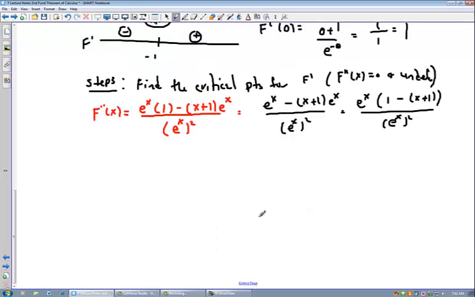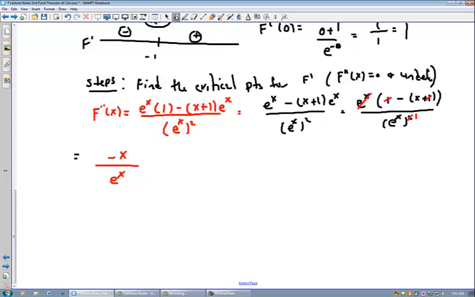And I'm going to get some cancellation here. This is going to equal, so one of these e to the x's on top is going to cancel with one of these on the bottom, so that's going to be a 1. And then I have 1 minus 1, so those ones are going to cancel. I'm going to get minus x on top, all divided by e to the x.